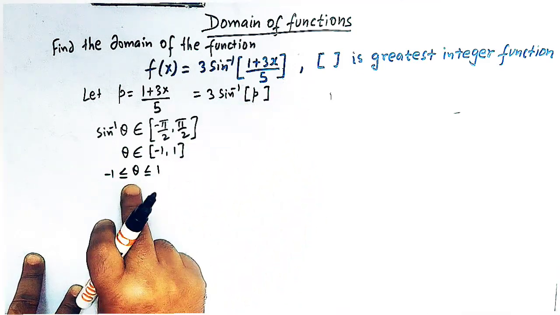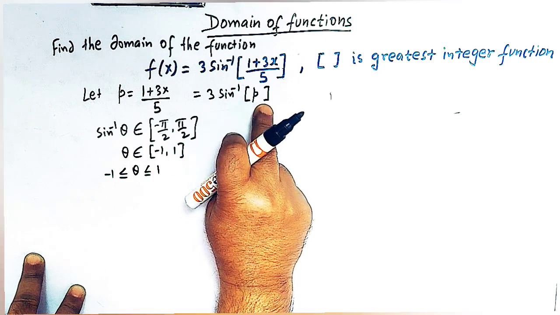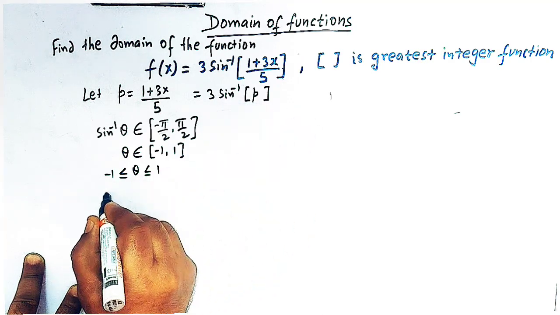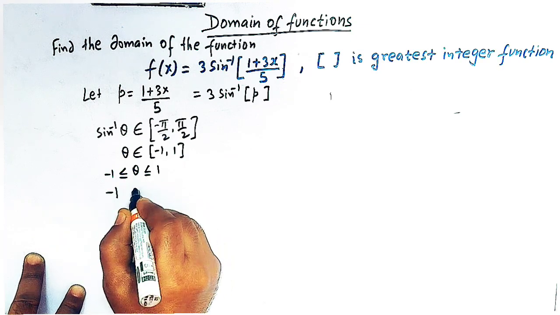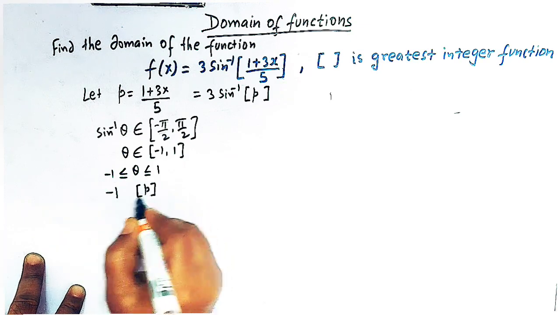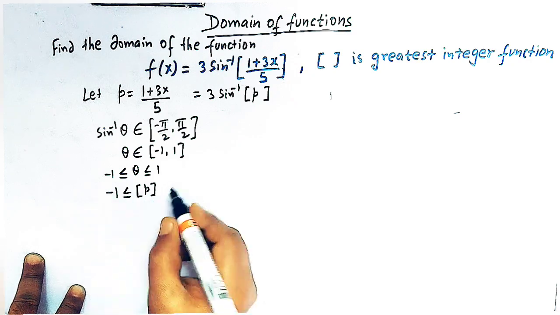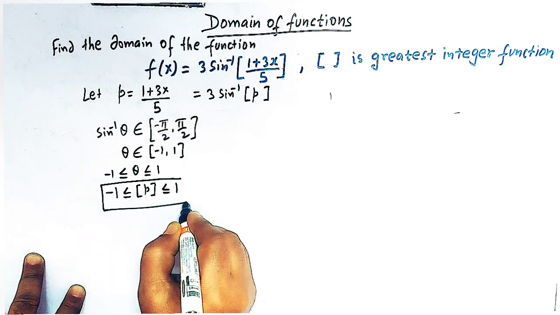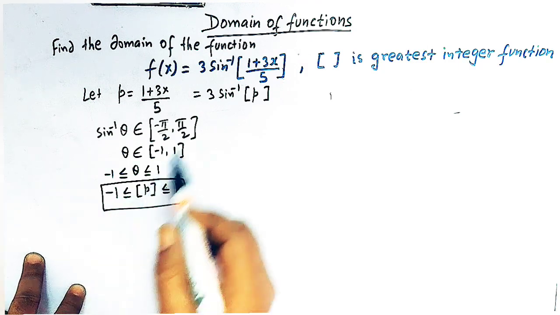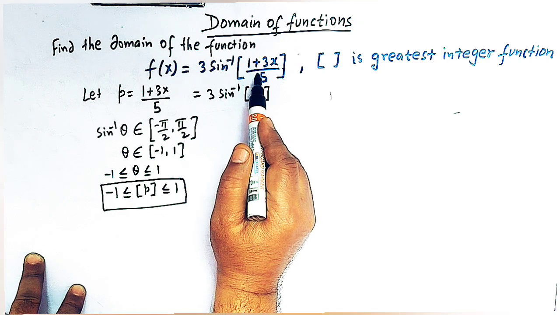Here theta may be taken as the greatest integer of p. So we have the first condition, that the greatest integer of p should be greater than or equal to minus 1 but less than or equal to 1. This is the first condition while finding the domain of this function, right?